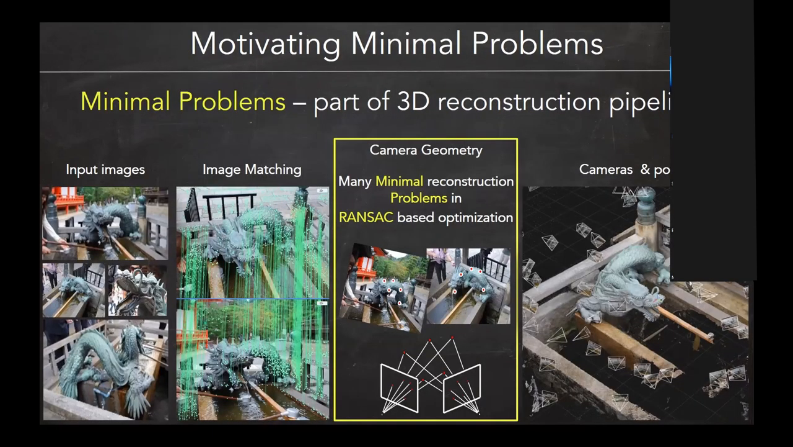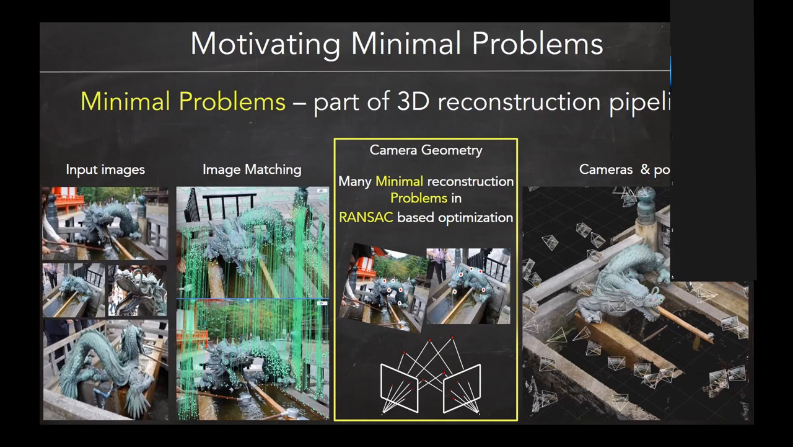This reconstruction pipeline is a classical computer vision endeavor these days, which starts with input images, then does image matching, usually based on machine learning, finding features and looking at similar features, and putting together what we call tentative correspondences. These are based on feature similarity, and a large number of them are usually wrong. So there's a mixture of correct matches and wrong matches.